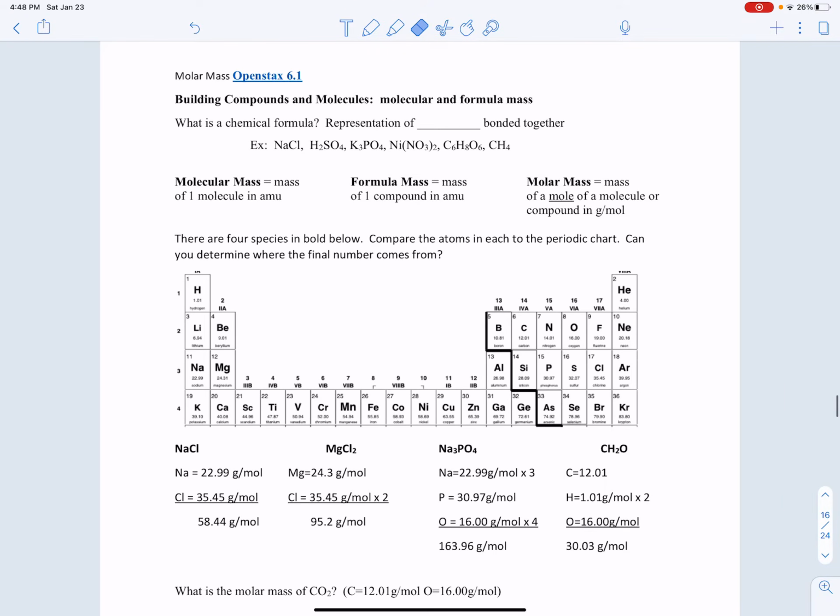So we're going to build a compound or a molecule. Now this is actually chapter 6.1, but we are doing it within the context of chapter 2. This can be taught in different ways and it fits better here, we feel like. What is a chemical formula? It's a representation of atoms bonded together.